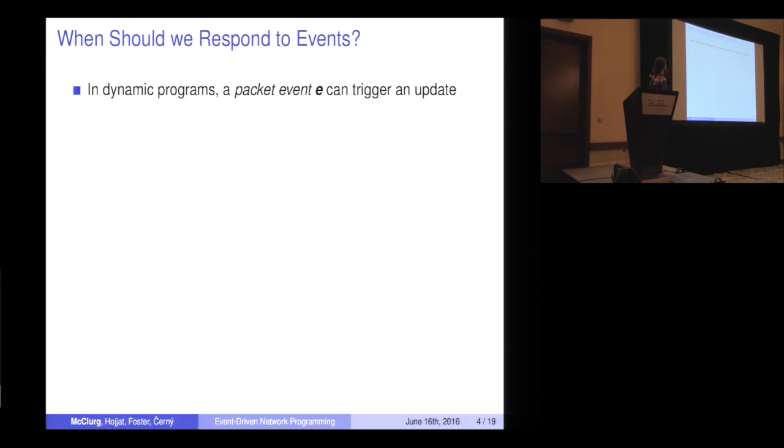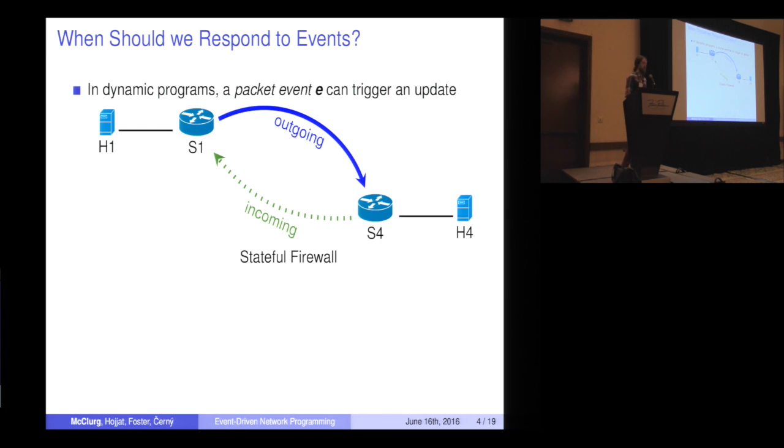The first one is answering the question, when should we respond to events? Let's take a look at this example of a stateful firewall. In dynamic programs, a packet event can trigger an update in the network. Here H1 represents an internal host, say inside of a company network, and H4 represents an external host, say on the internet. At all times, H1 can send packets to H4, but only once H4 has received an internal packet can it communicate on the incoming path here.